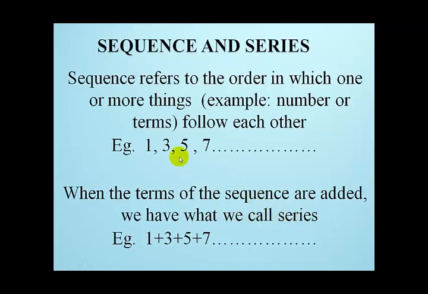Now, when we consider the sequence 1, 3, 5, and 7, when we add the terms together, that is 1 plus 3 plus 5 plus 7, in that order, we have what we call the series. So when we add the terms of the sequence together, we have what we call the series.